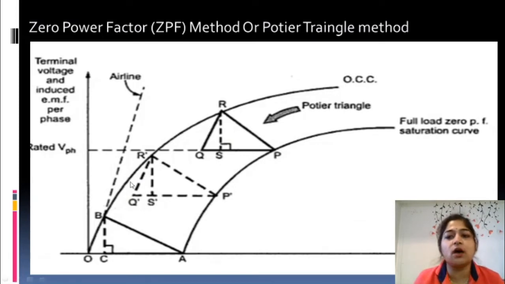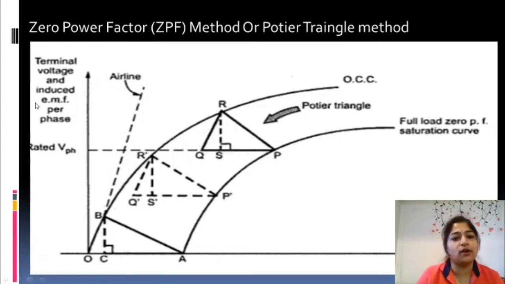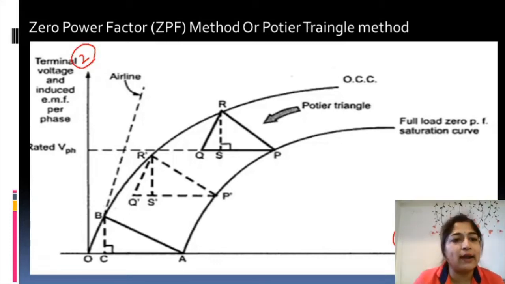Now this is the curve you are going to plot to get the value of XL through ZPFC. We are plotting a graph between terminal voltage and field current. This is terminal voltage or induced EMF, you can say, on the y-axis, while field current is on the x-axis. Now I'll tell you how to draw it step by step. Very first thing you will do is take x-axis as IF, field current, and y-axis as terminal voltage or induced EMF per phase.